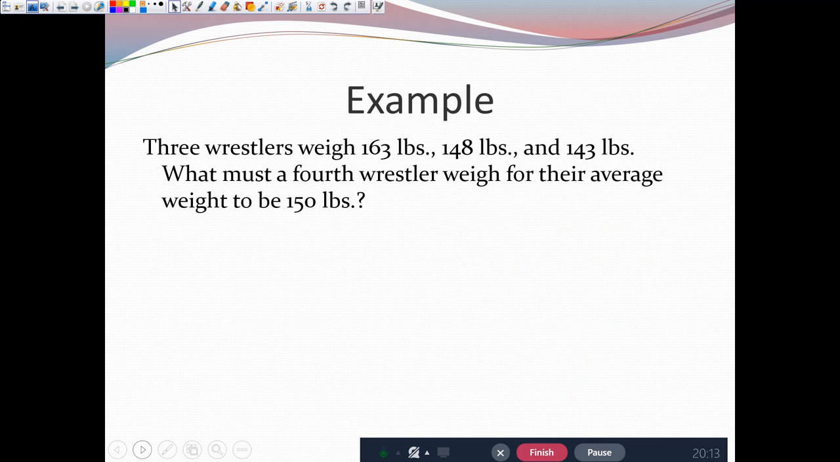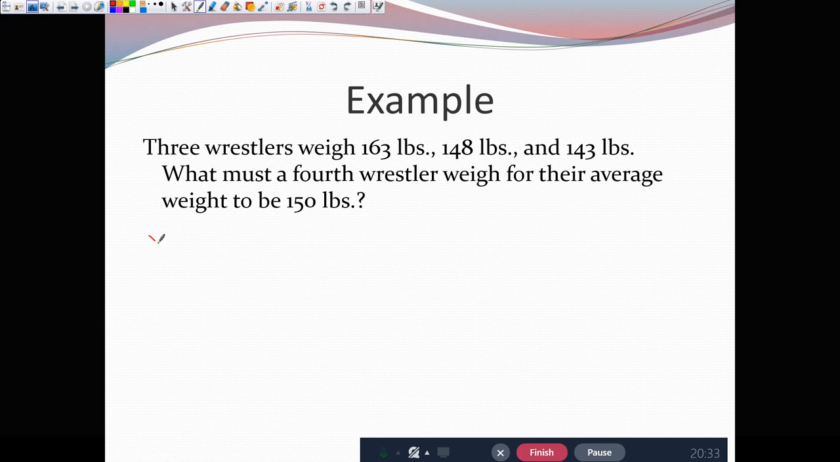So 3 wrestlers weigh 163 pounds, 148 pounds, and 143 pounds. What must a 4th wrestler weigh for their average weight to be 150 pounds? Okay, so the first thing that we need to do is identify our variable. So what am I looking for? The 4th wrestler. Because we have the average, we have 3 wrestlers, but it's looking for the 4th wrestler's weight.